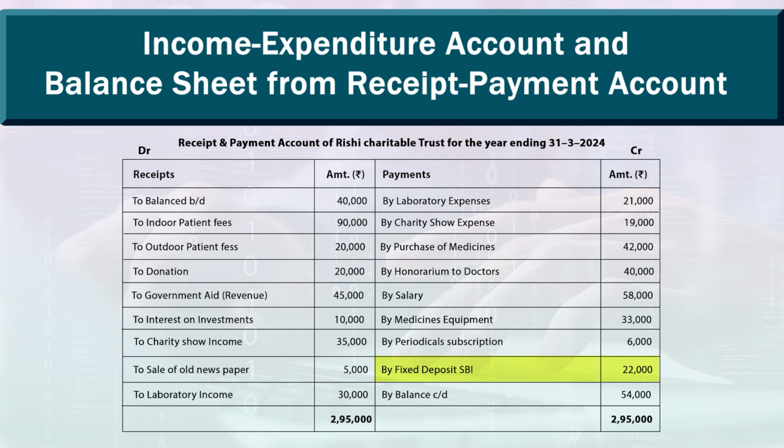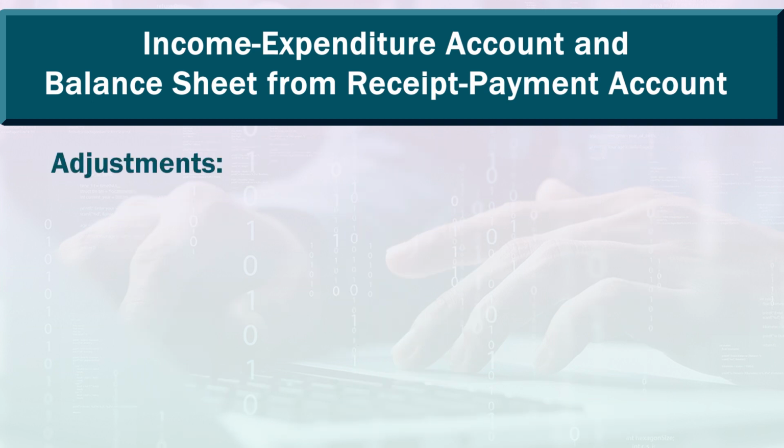Fixed deposit with SBI is of rupees 22,000. The balance carried down is of rupees 54,000. The total of receipts and payment account is rupees 2,95,000. Let us see the adjustments now.